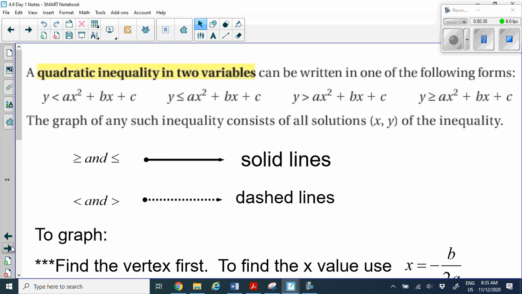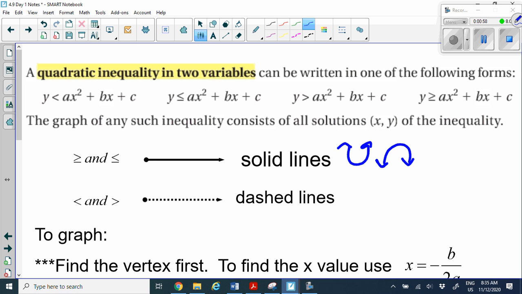So we have 4 different ways that we could have a quadratic inequality, because we have the less than, less than or equal to, greater than, and the greater than or equal to signs. Anytime we have an equal bar underneath our inequality, we are going to have a solid parabola. So basically, it's going to look like this. Remember, your problem is either going to open up or open down. If there is no equal bar underneath your inequality, then we're going to have a dashed parabola. So it's going to look something like this or something like this.